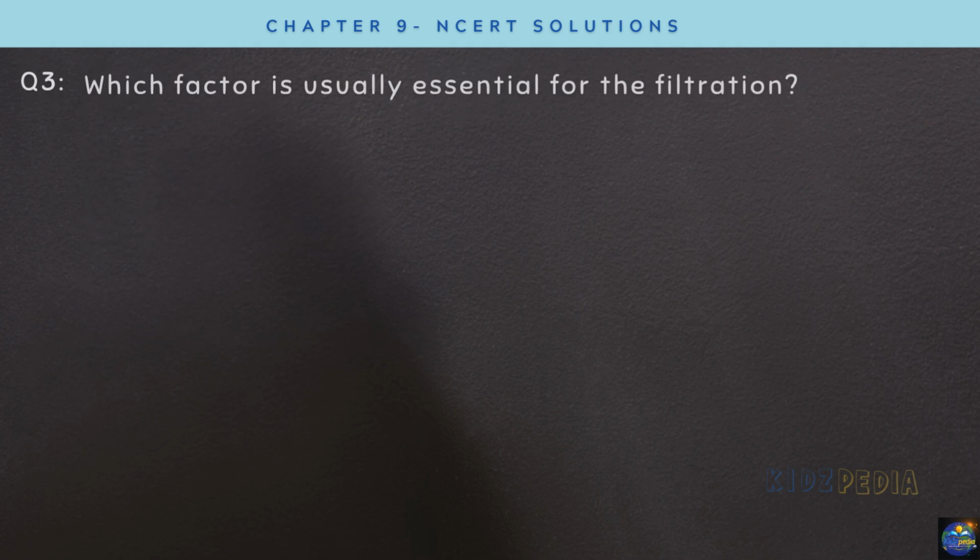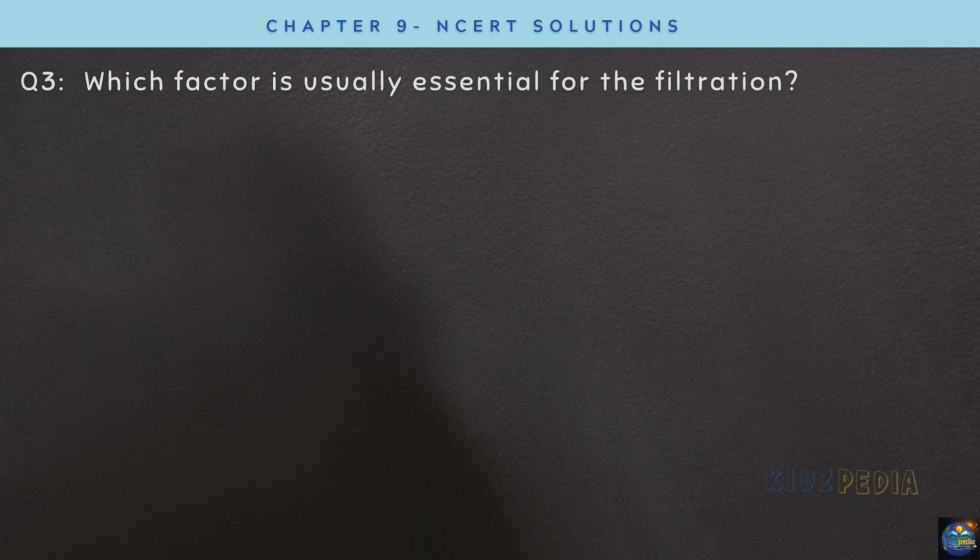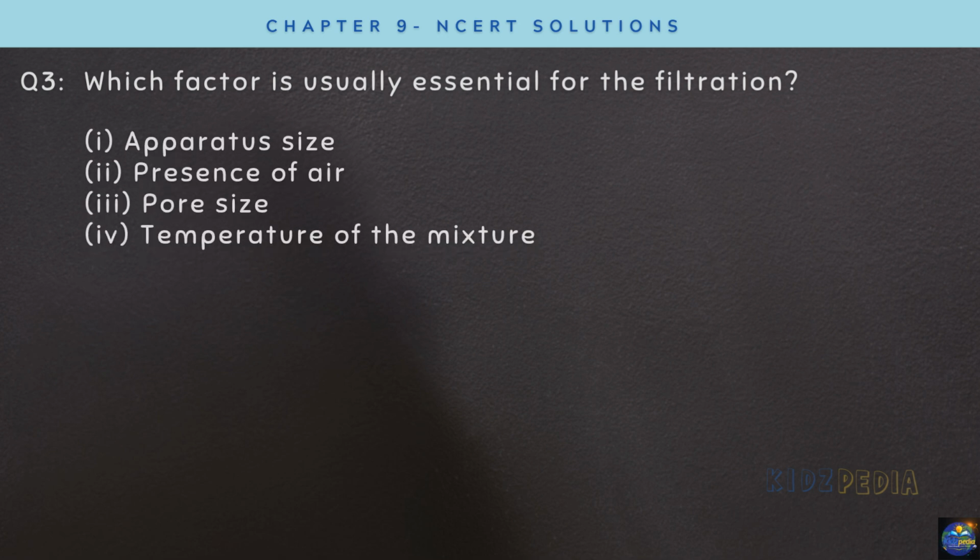Next question. Which factor is usually essential for the filtration? Option 1. Apparatus size. The size of the apparatus does not determine filtration. Filtration depends on the filter material and its pores, not on the size of the container or equipment. Option 2. Presence of air. Air is not required for filtration. Filtration works because the filter traps solid particles, not because of air.